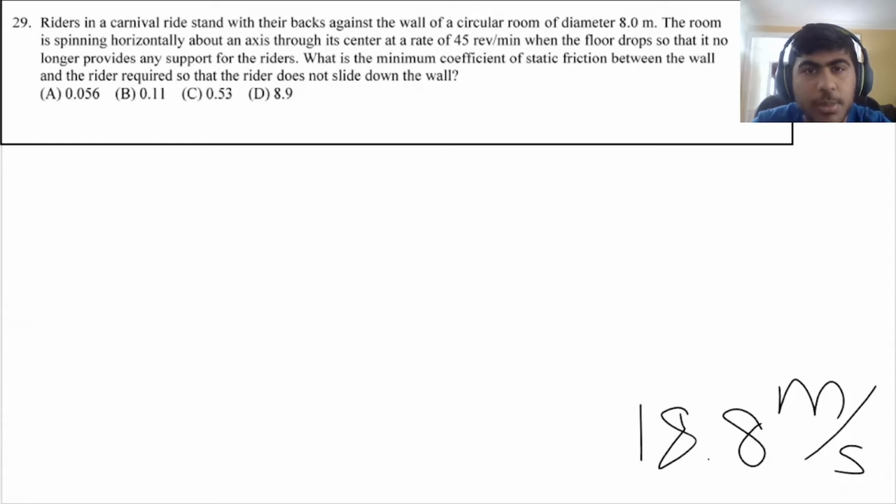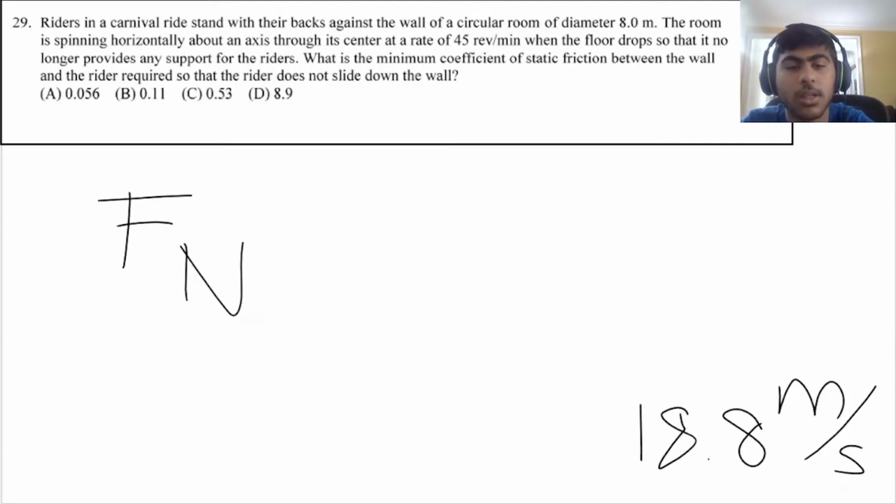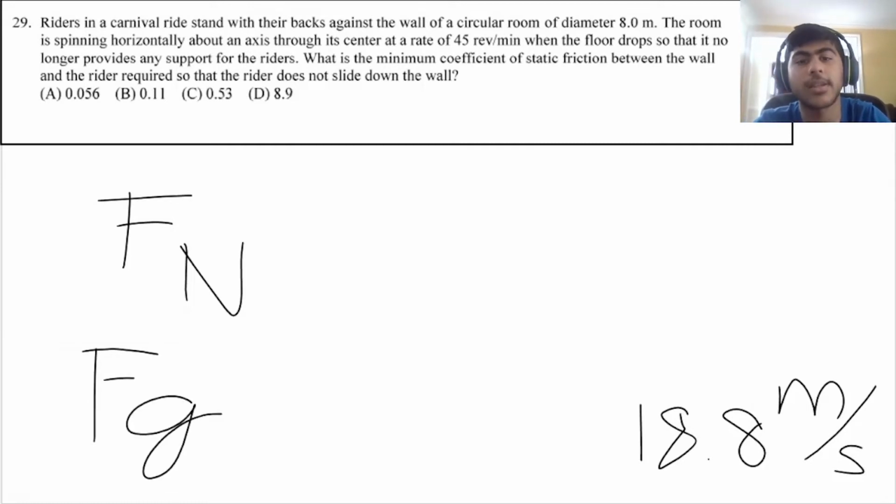But they're asking us for the minimum coefficient of static friction. So what does that mean? If we want a minimum coefficient of static friction, what do we need? We need a normal force, and they're asking that the rider does not slide down the wall. We also have a gravitational force in play, and our static frictional force is meant to counteract that gravitational force. So let's see. Our velocity is 18.8 meters per second, and we have our diameter 8 meters, so we also have our radius, which is 4 meters.